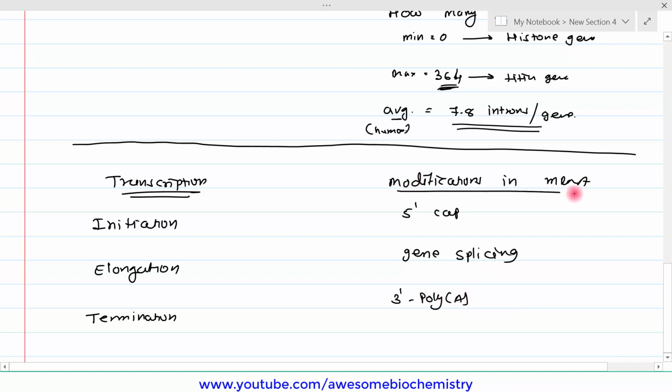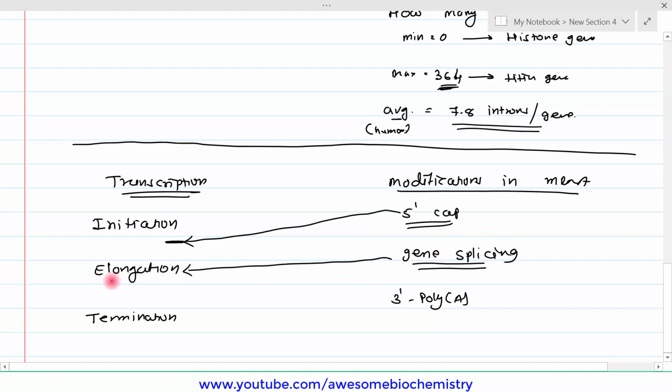Now, when do these modifications take place? Before transcription, after transcription, or during transcription? The answer is that 5' cap formation occurs just at the boundary of initiation and elongation. As soon as initiation finishes and elongation starts, 5' capping occurs. This actually defines a boundary between initiation and elongation. Then the second step, gene splicing, occurs while elongation is going on. So simultaneously with elongation, splicing occurs. As more and more of the 5' end of the mRNA forms, the introns start getting removed.